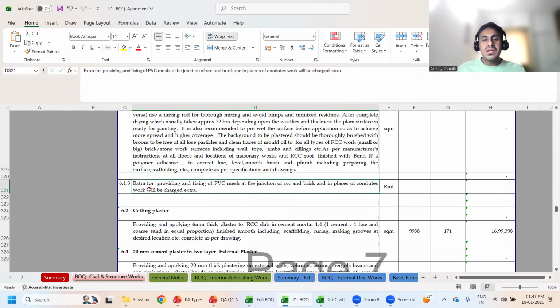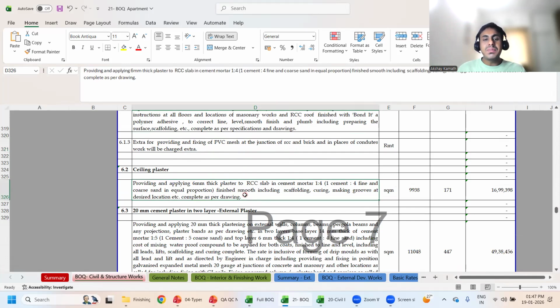Another thing, understand, extra for providing and fixing of PVC mesh at the junction of RCC, whatever mesh we had fixed, no. That we charge in running meter. Always remember, plastering is done in square meter. That mesh fixing we had done is measured in running meter. Whatever is the total running meter, for that they are going to pay you. Ceiling plastering, he has mentioned 6 mm here. Ratio is 1:4. Few people go with 1:3, few people go with 1:4.